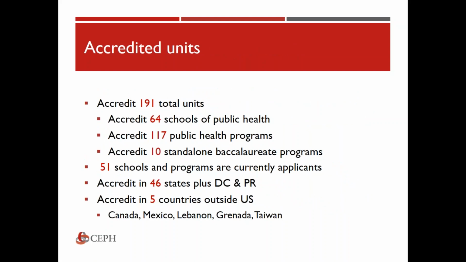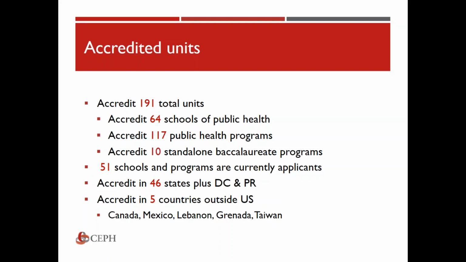So we accredit currently 191 schools and programs in public health. And you can see on the slide the breakdown. It's important to know, this is relatively new for us. We accredit schools of public health, which can include a whole array of degree programs from the baccalaureate to the doctoral level, as well as some degree programs that are more academic in nature. So Master of Science programs that are very research oriented, for example.